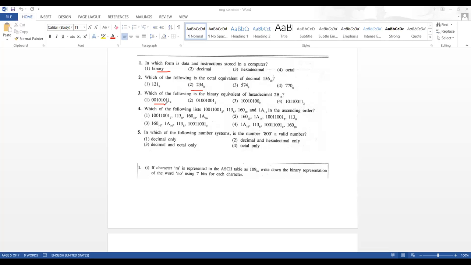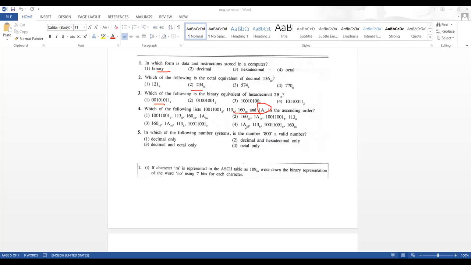Do it quickly. When you convert this binary value, you are getting 231, no, sorry, 153. If you get hexadecimal 1A, that is 26. So it should come as the first value, right? When you convert them to decimal, 1A is 26. That is the smallest value.